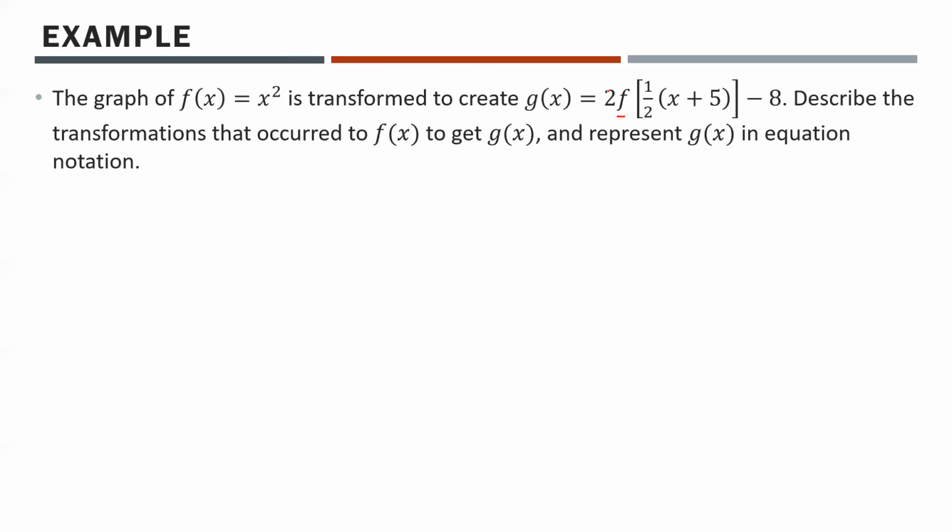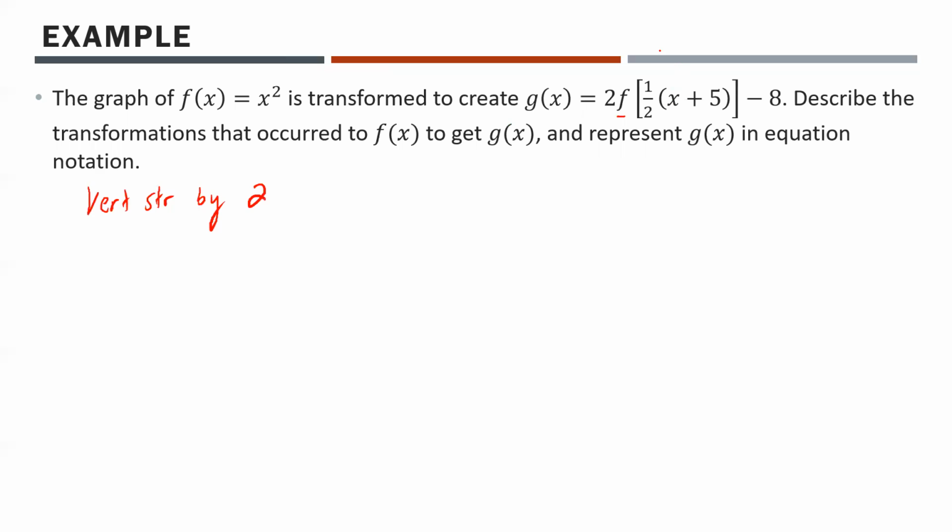Look at the outside of the function. We have a vertical stretch by 2. That one's not too bad. Notice on the inside of this function, we have our nested brackets. That's perfect. That's a really good sign. We didn't have to panic on this one.